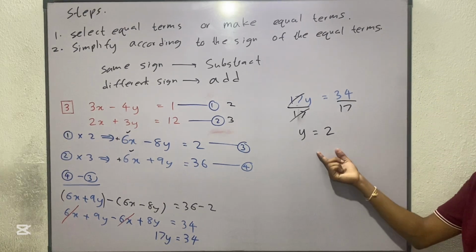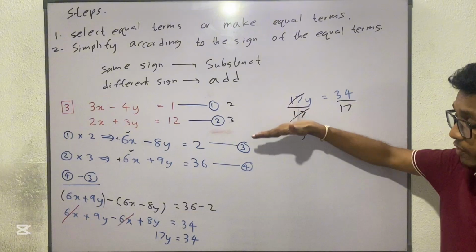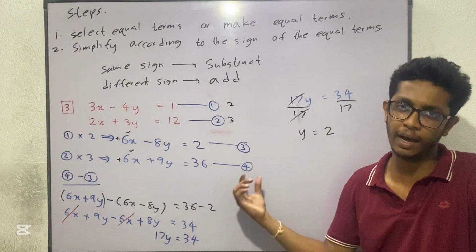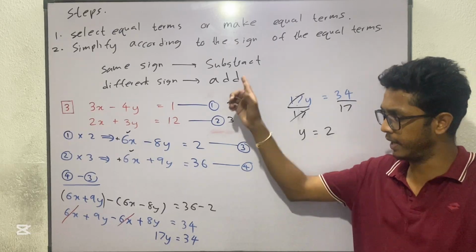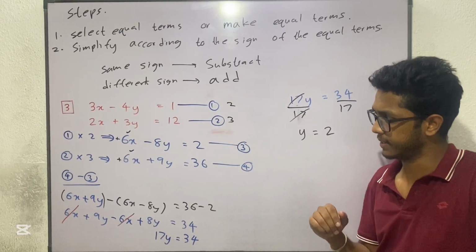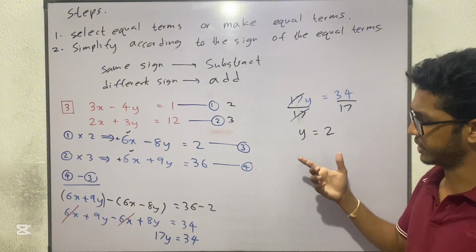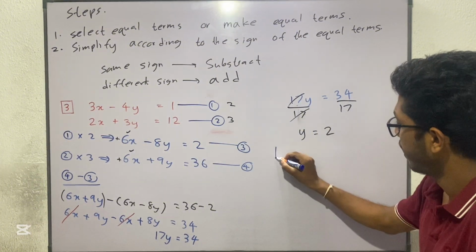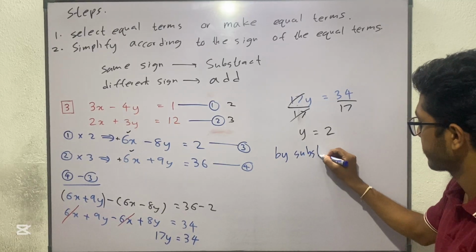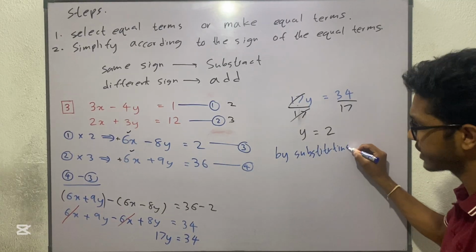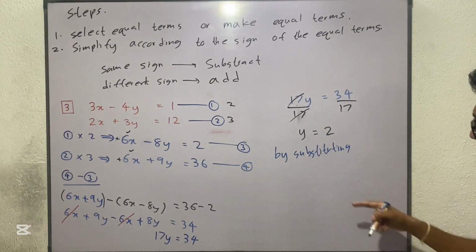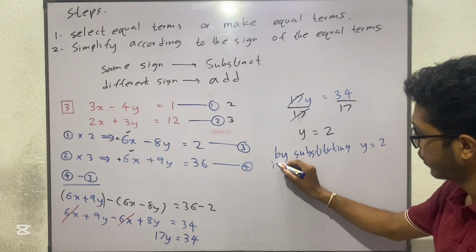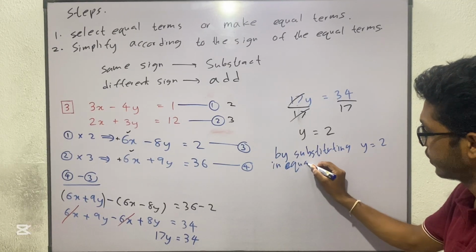Now I need to substitute this y value in any of these four equations. No matter which equation, finally we get the same answer for x after substituting this y value. So I have to choose an equation. I'll take the second equation. Any equation I can select, finally I am getting the same answer. I'll substitute y equals 2 in equation 2.